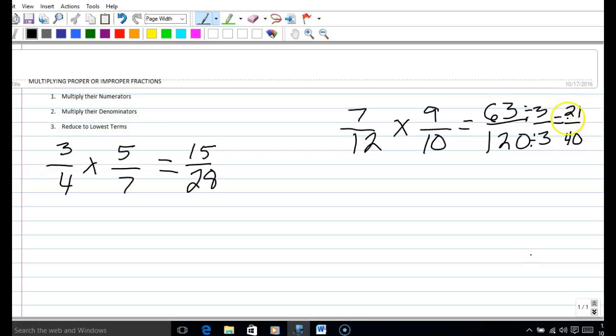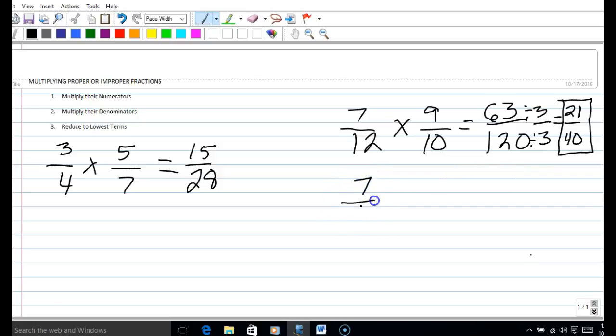And again, the factors of 21, which is the smallest number here, are 1, 3, 7, and 21. And 40 is not divisible by 3, 7, or 21. So this fraction is in lowest terms. So 7/12 times 9/10 is equal to 21 over 40.